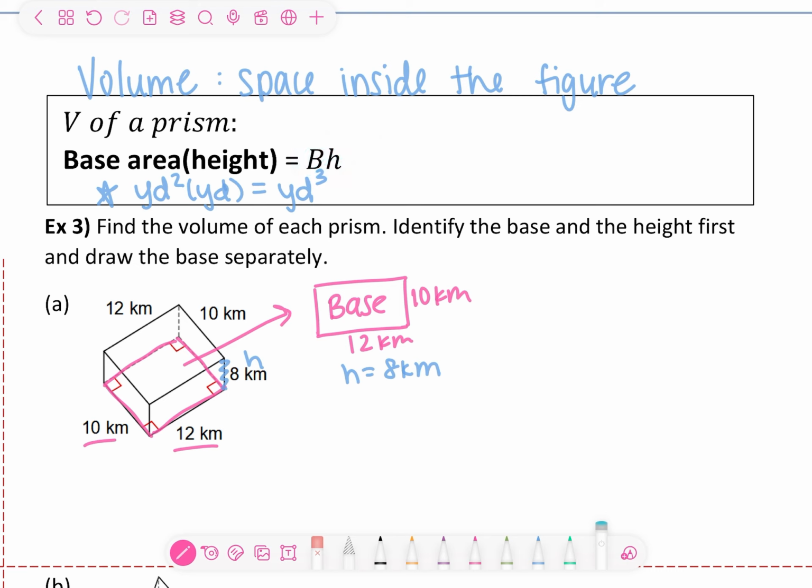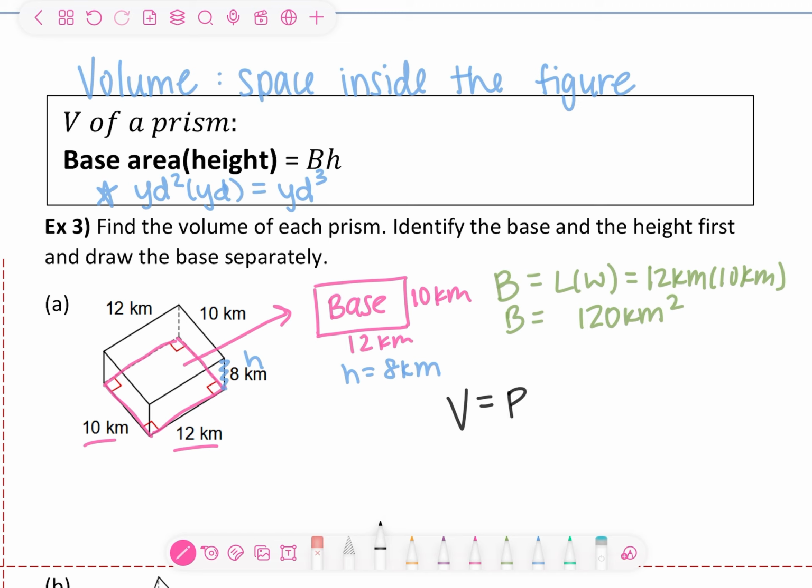Okay, so the base area is just going to be length times width again, because this is a rectangle. So 12 kilometers times 10 kilometers. So that base area is going to be 120 kilometers squared. And then to find volume, very simple. It's just base area times height. So that's going to be 120 kilometers squared times the 8 kilometers for the height. And then multiply those together.